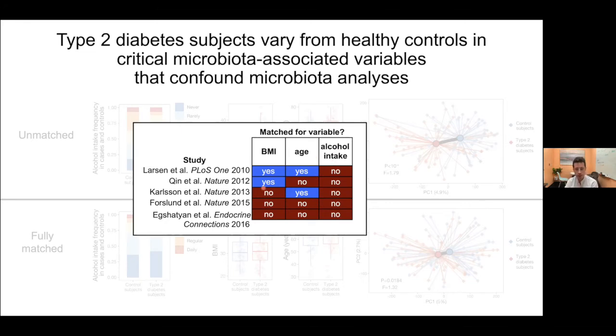But what was interesting is that each study seemed to match for different confounding variables, which made us think that perhaps the discordant results that were reported among these studies may have been due to the studies being confounded by different variables, essentially reporting the effects of different confounding variables.